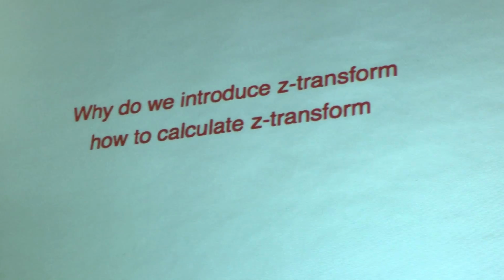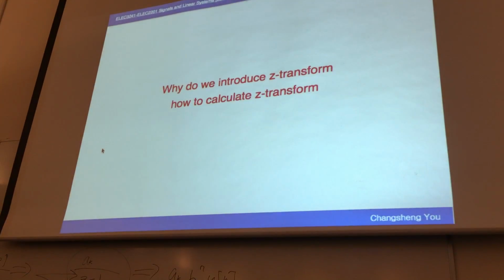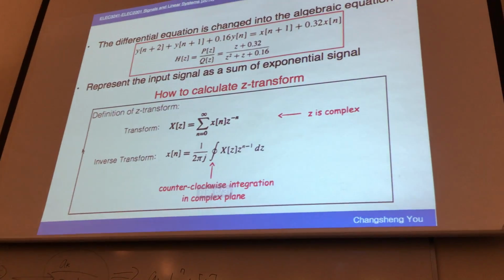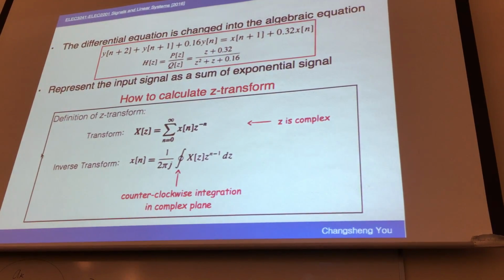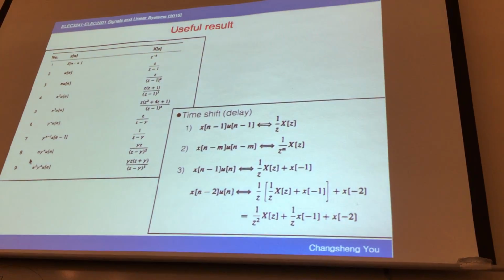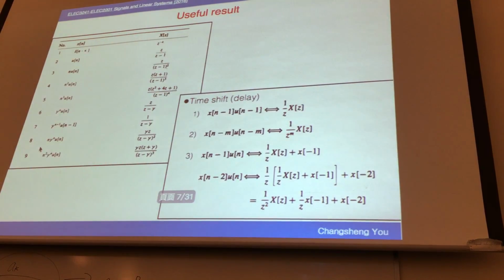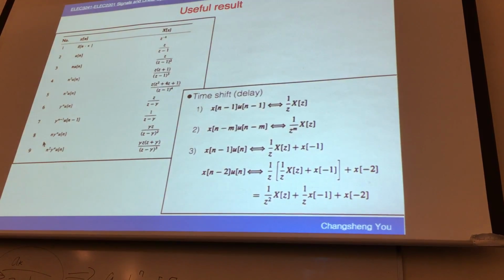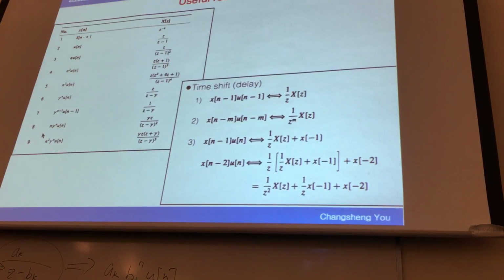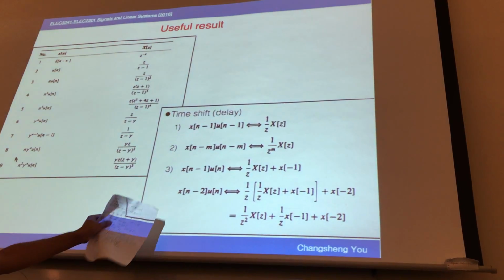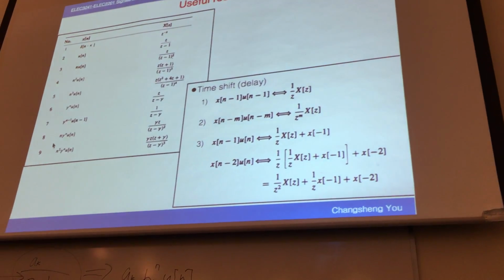All right, so let's look at the first questions. So why do we introduce this form? I introduce it because it will simplify our calculation of the output response. You can calculate by this form, multiply them together, and then use the inverse transform. And there are some useful results. You need to know the some moment mapping. And also, this is time shift delay. If these two are different, you need to know how to calculate.